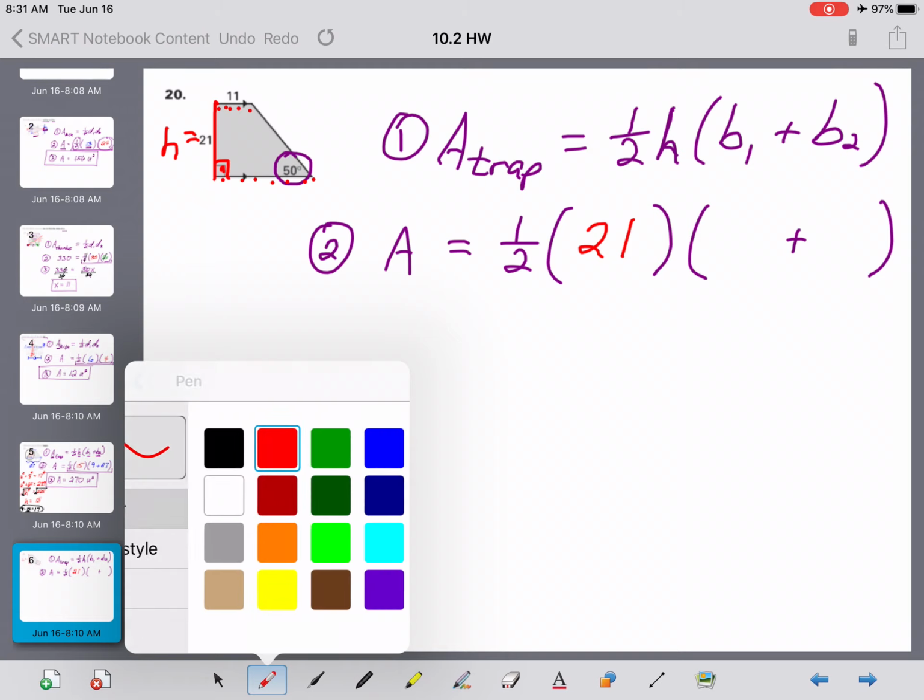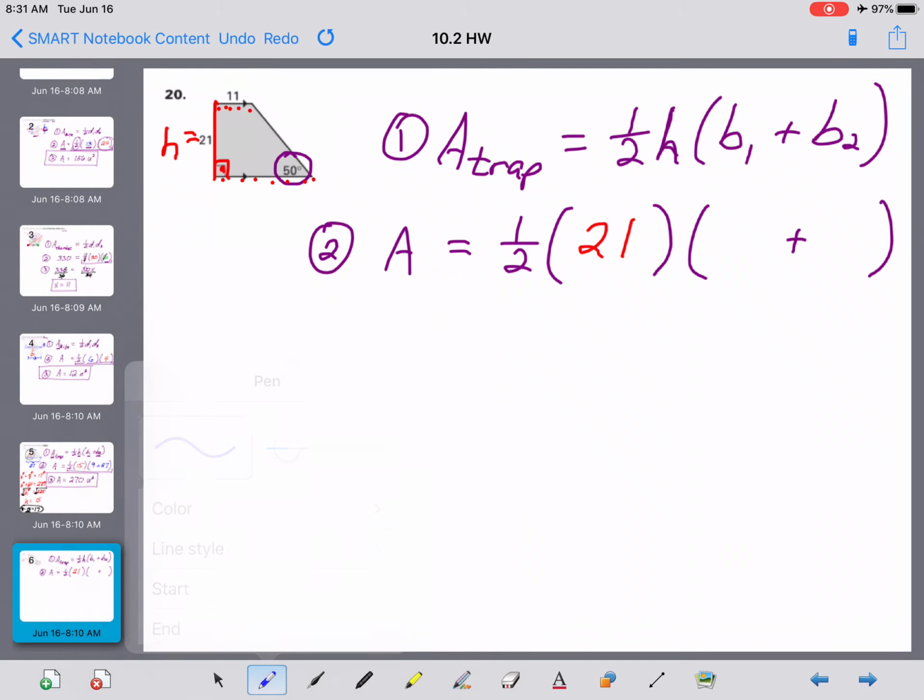Okay, let me switch to blue now for my bases. The bases are the two parallel sides, and there's one piece right up here that has a length of 11. That was the easy part. The second base is going to be tougher. The second base is the entire bottom side that goes from here to here. So I'm going to write base 2 there, and we've got to try to figure out how long that is.